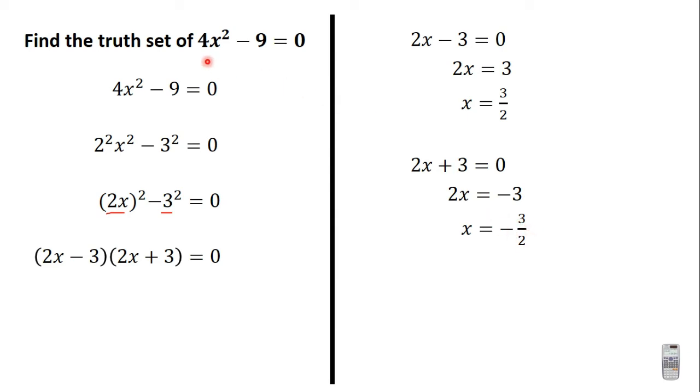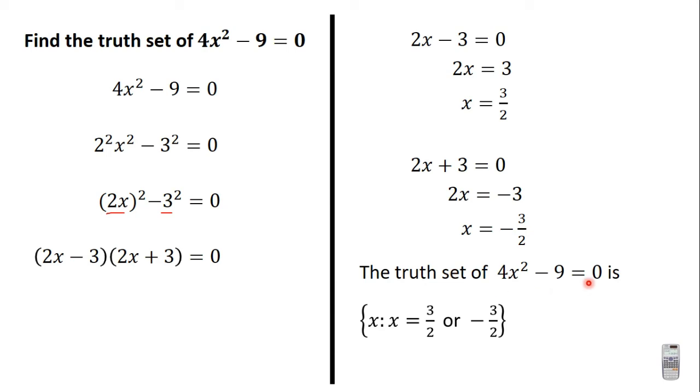So the solution to this quadratic equation is x is equal to 3 divided by 2 or minus 3 divided by 2. Remember, the question said we should find the truth set. So we are going to write this solution as a truth set. So the truth set is s is such that x is equal to 3 divided by 2 or minus 3 divided by 2.